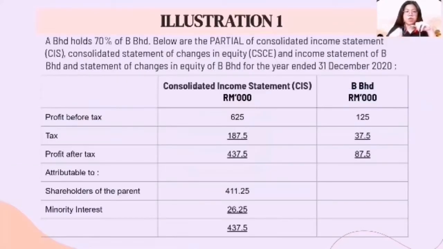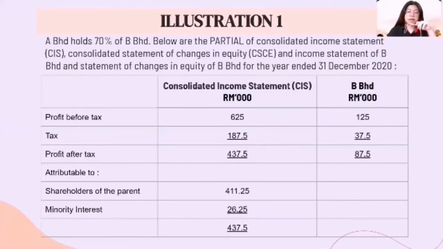For the next slide, we will look into the illustration and how we should answer it. From the example, A Berhad holds 70% of B Berhad. Below are the partial consolidated income statement, consolidated statement of changes in equity, and income statement of B Berhad, and statement of changes in equity of B Berhad for the year ended 31 December 2020.